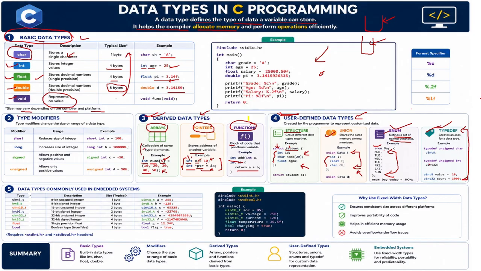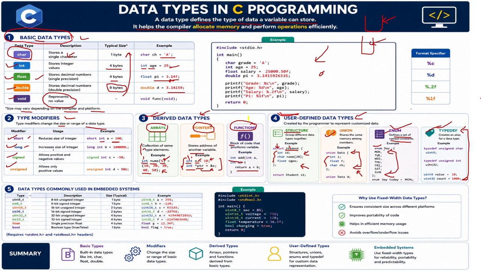Now after the data types, we will discuss the modifiers. There are different types of modifiers like short, long, signed, unsigned, and the working of each modifier is different. What is the role of a modifier? This is the question. When you use a modifier, you are changing the size or range of the data type. Here you can see integer. If you take the short modifier, you will reduce the size of the integer.